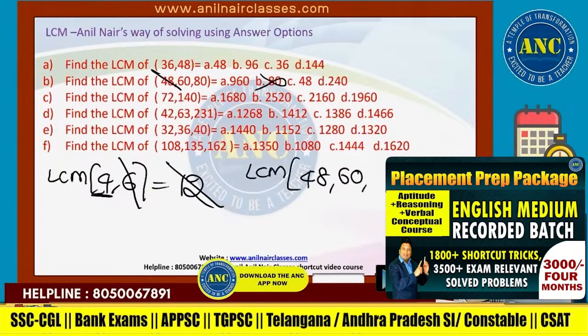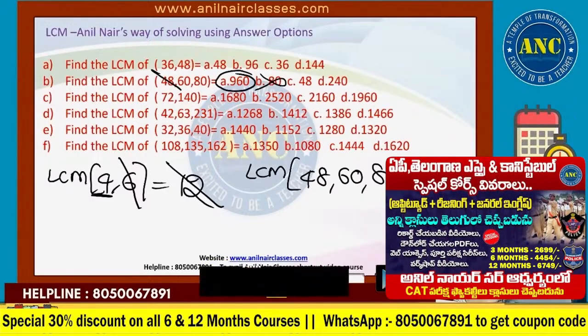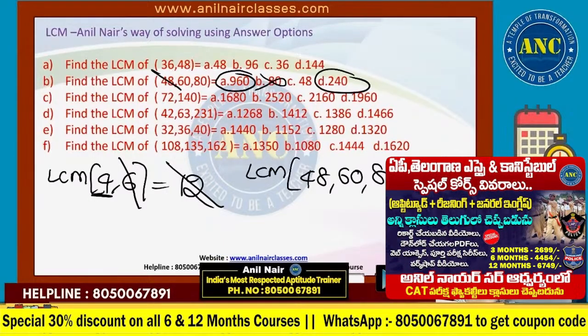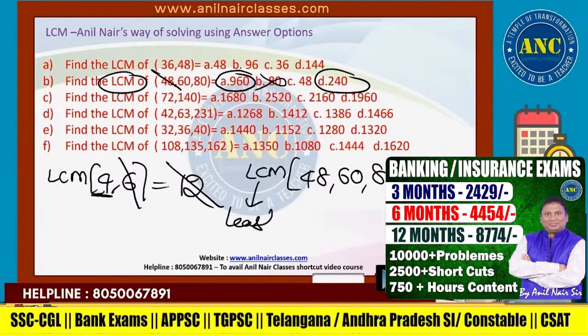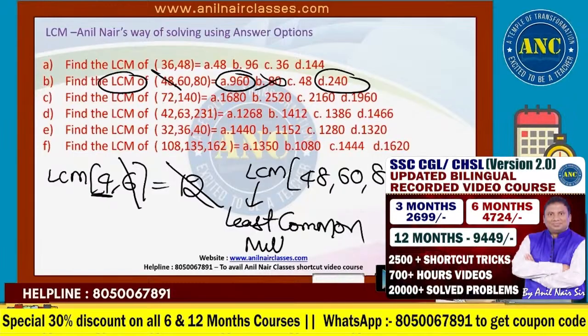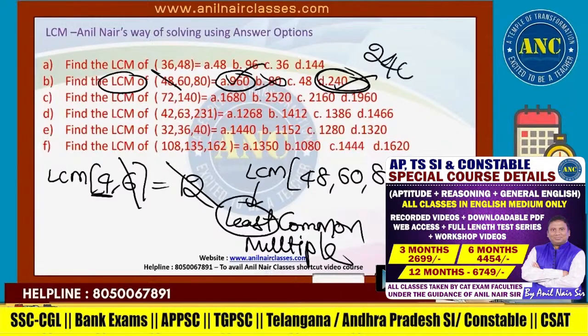48, 60 and 80. 960 will satisfy. 240 will satisfy. LCM is the least common multiple. Smallest number we should take. If both are satisfying, the smallest is 240. Next one.